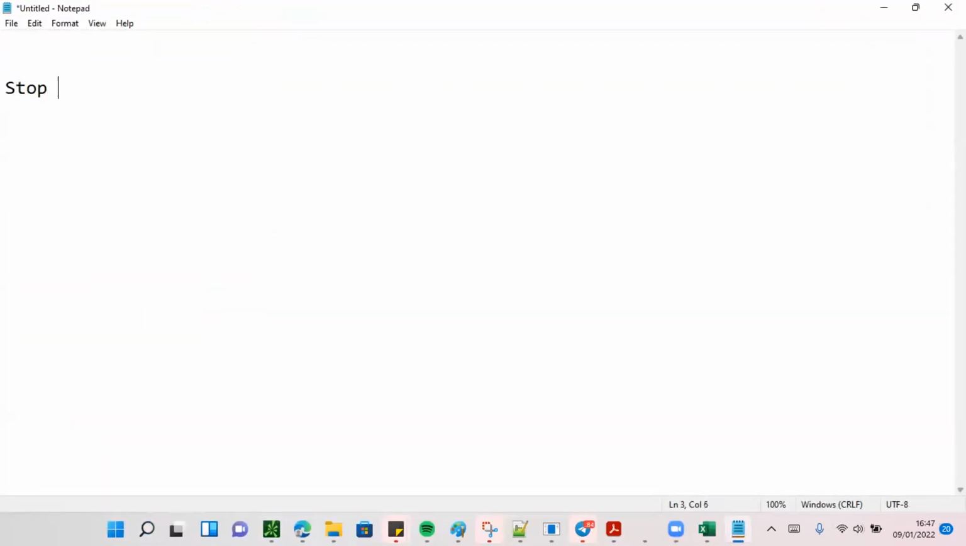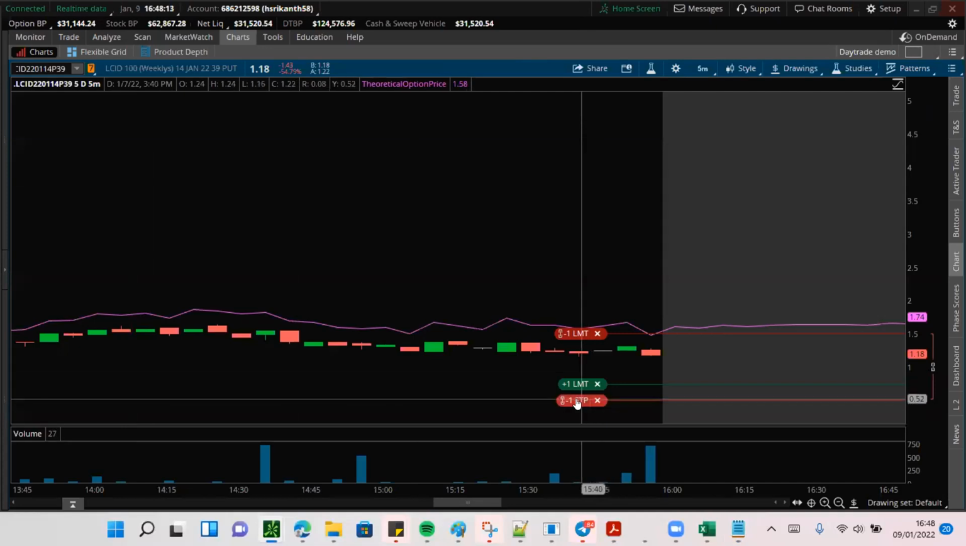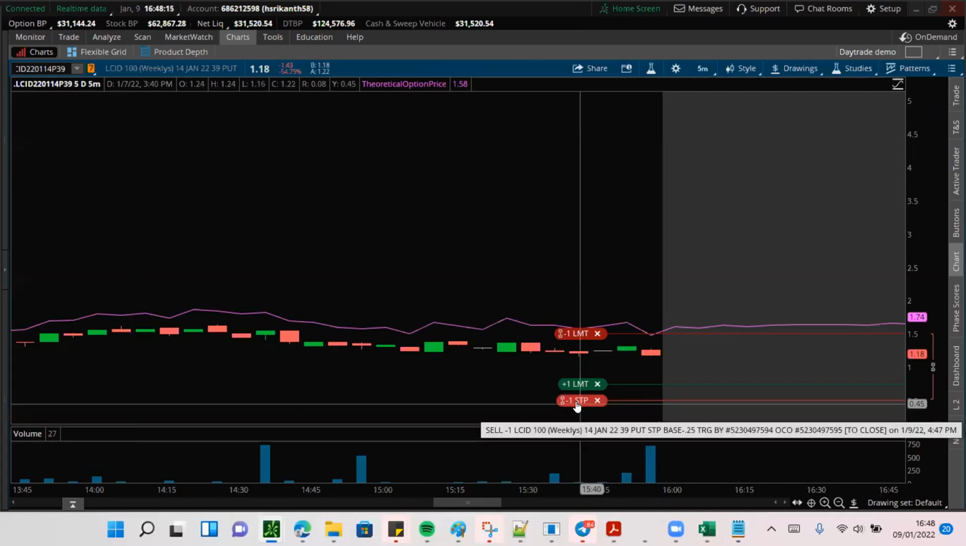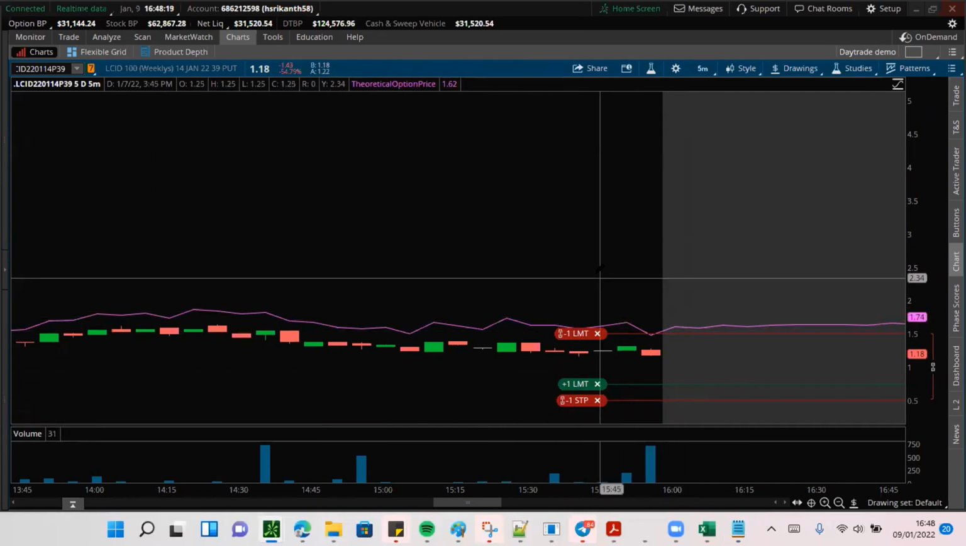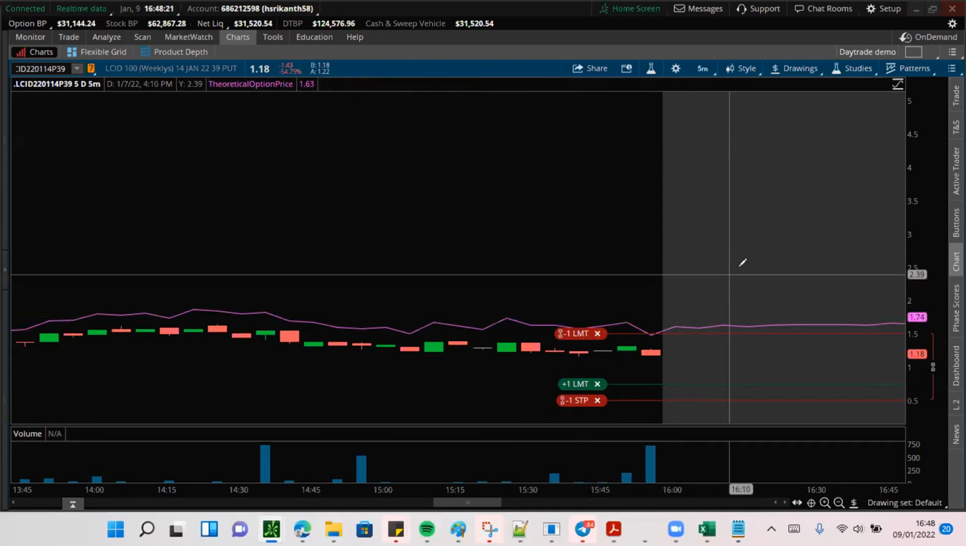The stop order is different. The stop limit order is different. I strongly suggest you use the stop order or a stop market order. That means in this example, if the premium goes less than 50 cents, you're going to sell it immediately. If you're playing options, you should make a trade like this.